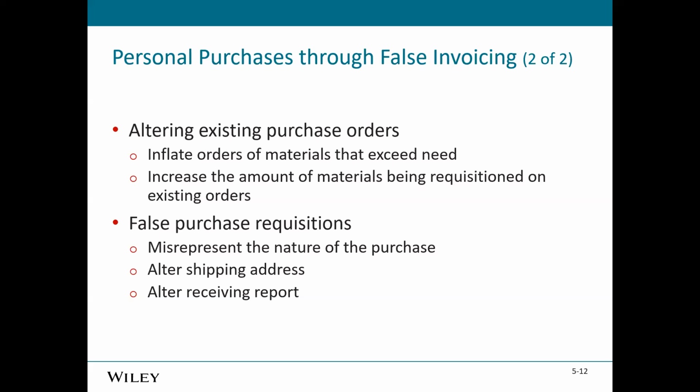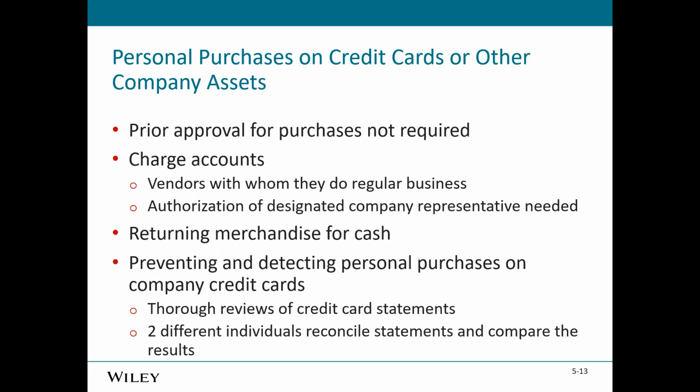One way they can do this is by altering the existing purchase order. They're going to either add extra materials that already exist, or increase the amount that's being requisitioned on an existing purchase order so that we're ordering extra items that we don't actually need. We could also falsify a purchase request or purchase requisition that indicates we need some additional things when we don't really need them, and then alter the shipping address and the receiving reports so that they go to the employee rather than going to the company.